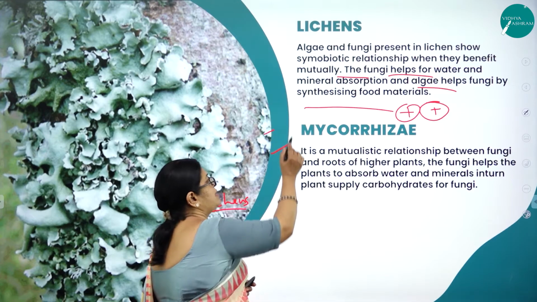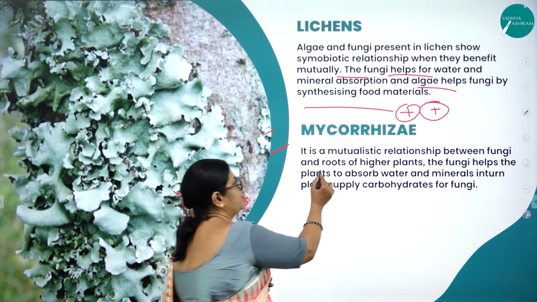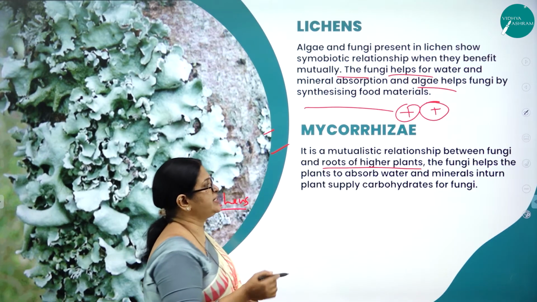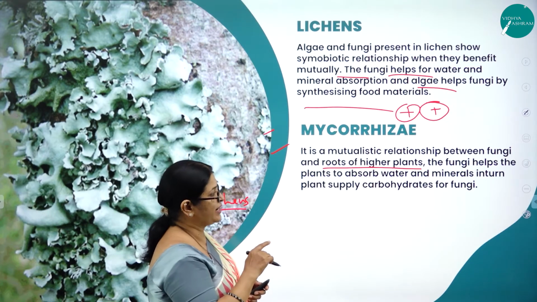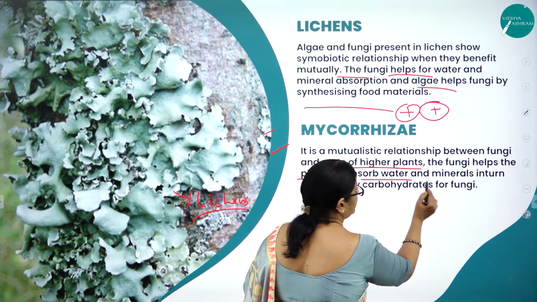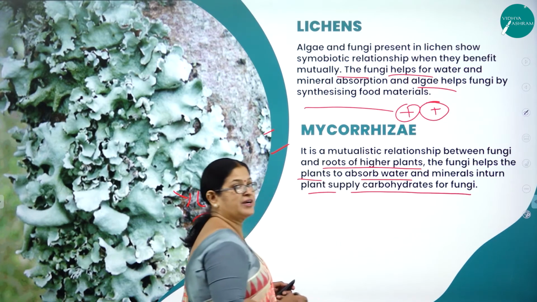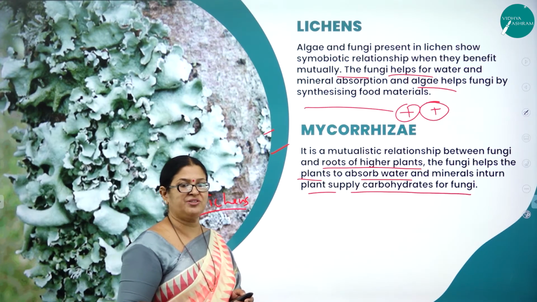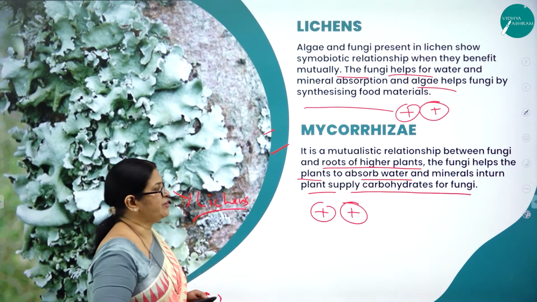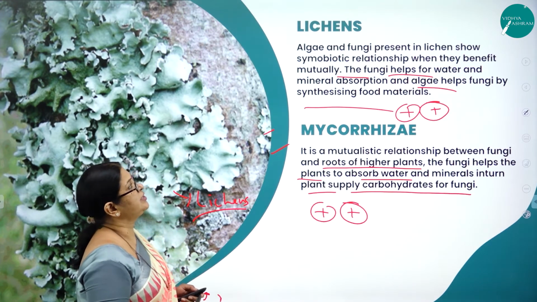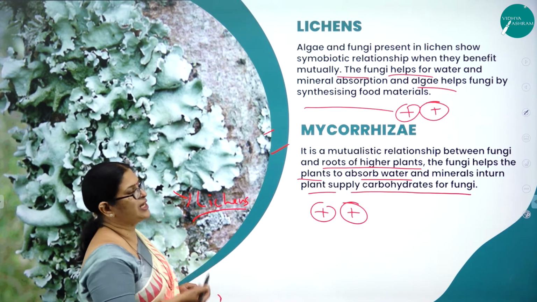Then we'll take one more example, mycorrhizae. It is a mutualistic relationship between fungi and roots of higher plants. Here the fungi will help the plants to absorb water and minerals, and at the same time, in turn, plants supply carbohydrates for fungi. See how beautiful an association they have. Here also both are benefited. So you can take a good many examples for mutualism, and both are very, very important.